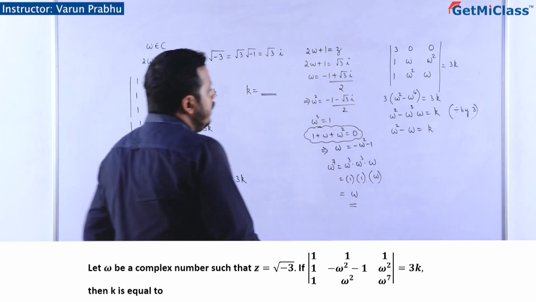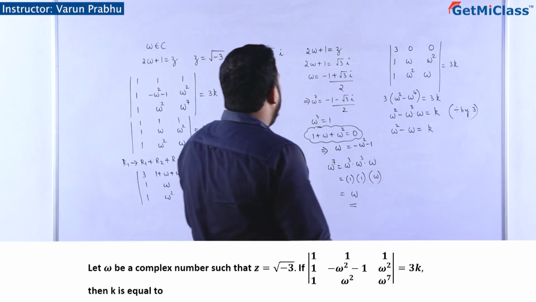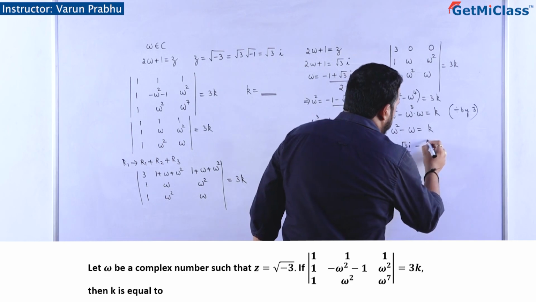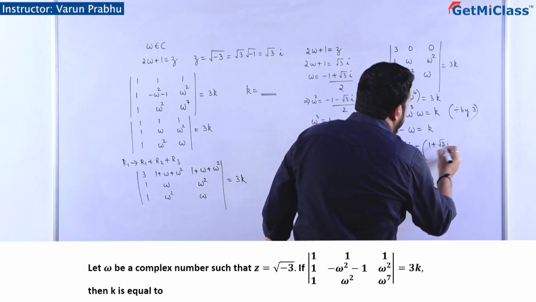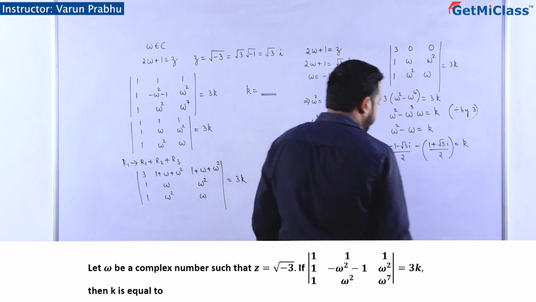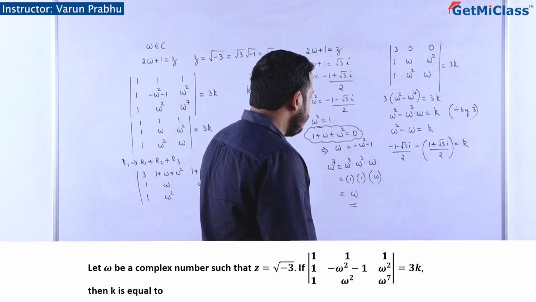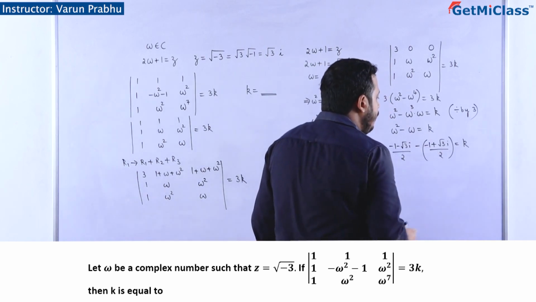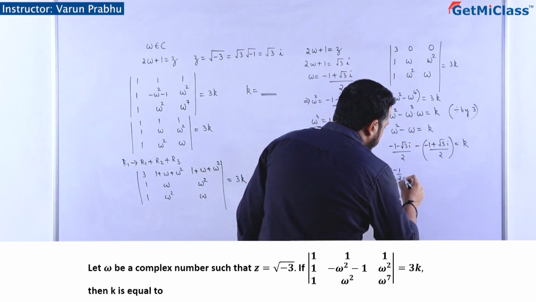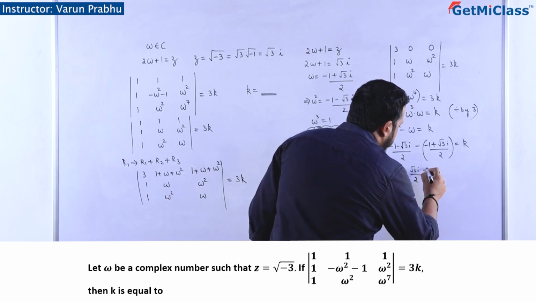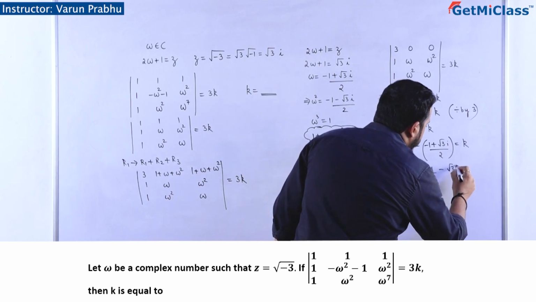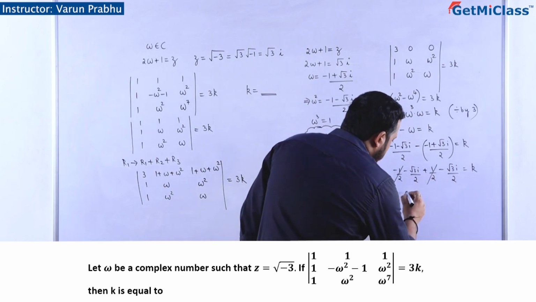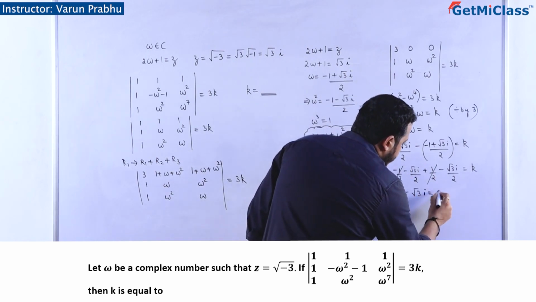Is it not? Omega square minus omega is equal to k. What is omega square? Omega square is nothing but (minus 1 minus root 3i) divided by 2, minus of (minus 1 plus root 3i) divided by 2, that is equal to k. So what do we get here now? This is minus 1 by 2 minus root 3i by 2 plus 1 by 2 minus root 3i divided by 2, that is equal to k. Minus 1 by 2 and plus 1 by 2 will get cancelled. Minus of root 3i, that is what you will get, that is equal to k.